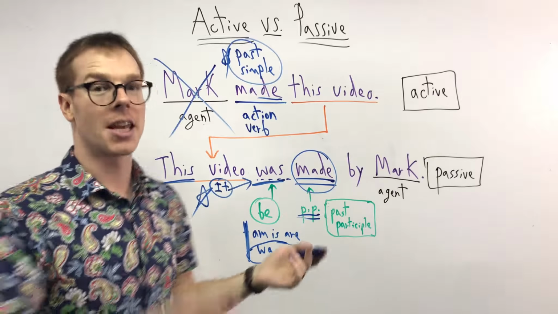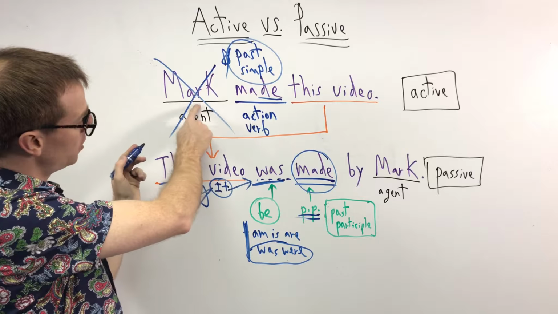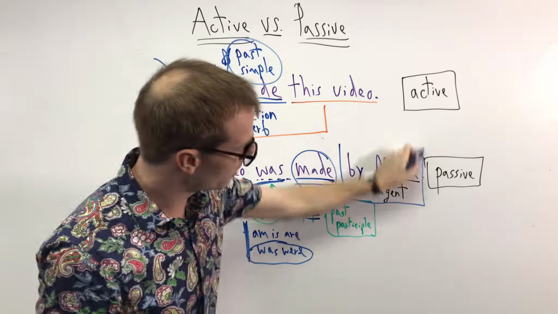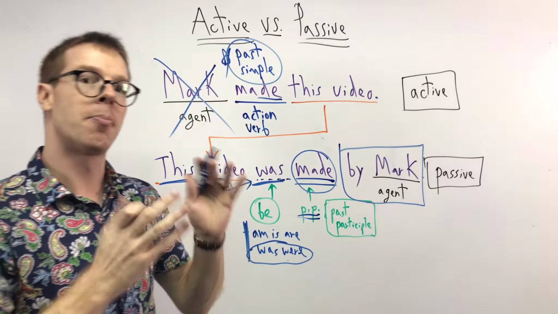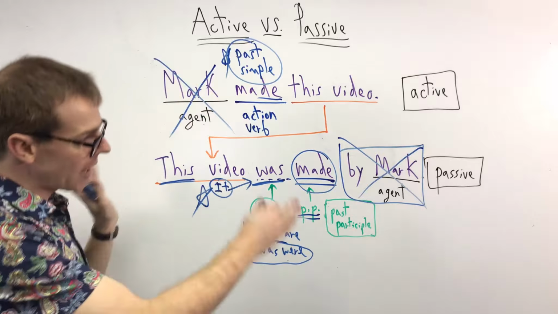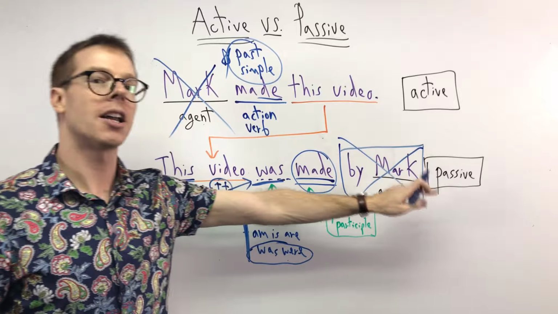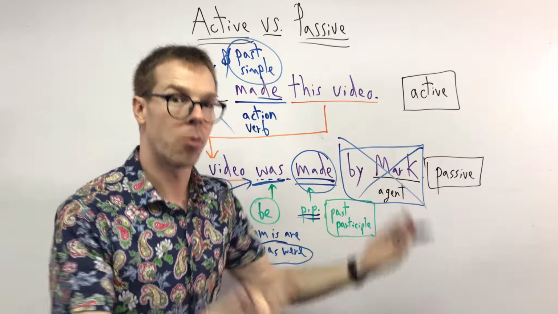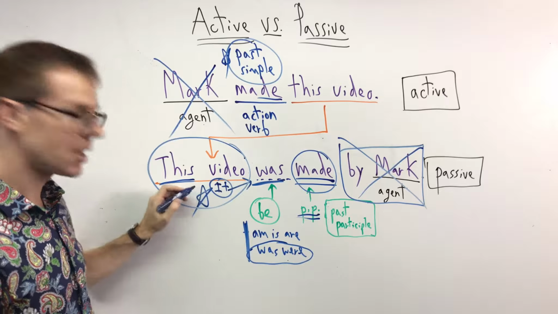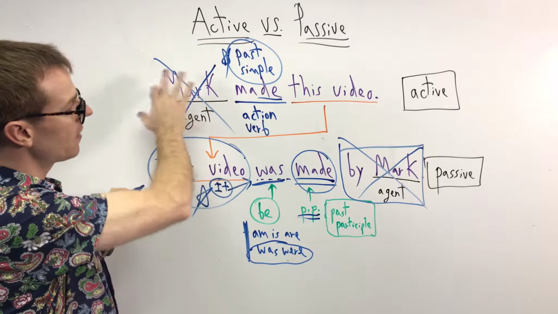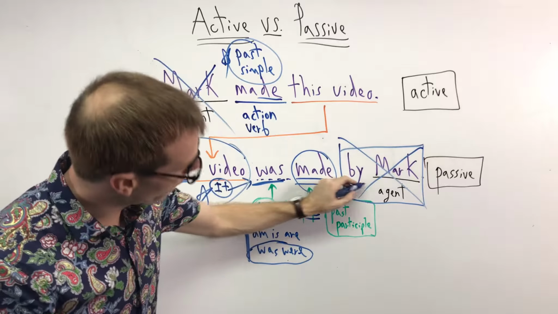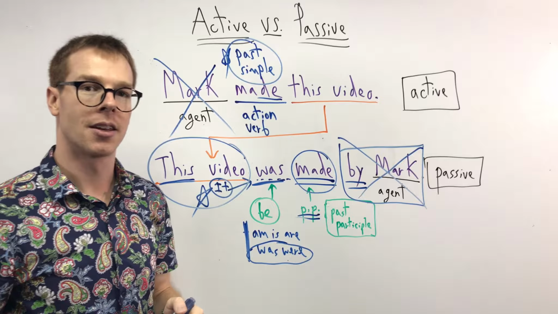If I want to say me, right? If I want to include the agent one more time, I can put him here at the very end of the sentence, but I don't have to. We put it at the end of the sentence because it's not important information. The important thing for this sentence is this video, right? This is the important part. So we've taken the agent, we've made him disappear, unless we want to add him at the end using by.